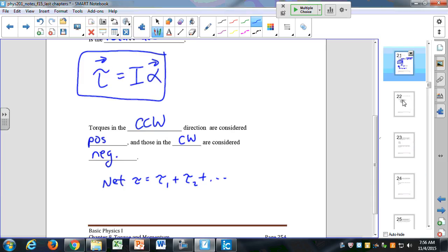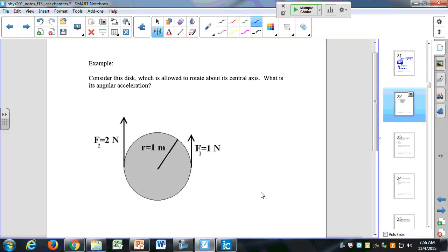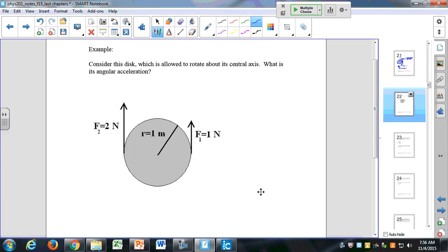All right, let's look at an example. I have this object. It's a disk. I'll give you the radius, but let's just say that the mass is 1 kilogram. Just keep the numbers nice and simple. And I just want to know what is its angular acceleration.